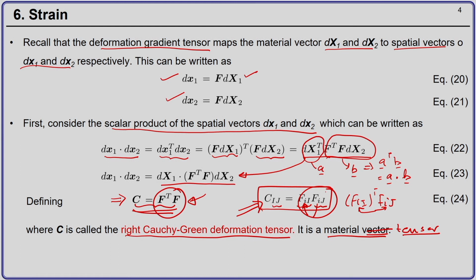So, the right Cauchy-Green tensor is a material tensor. You see both the indices are in capital, which means it resides totally in the material configuration or the initial configuration. Okay. So, if you substitute C is f transpose f in equation number 23, what you will get? dx1 dot dx2, that is the scalar product of the spatial vectors, is equal to the material vector dx1 dot C times the material vector dx2.